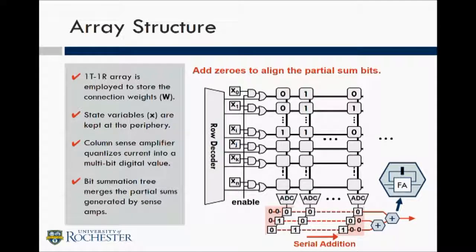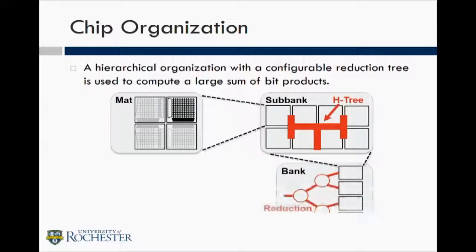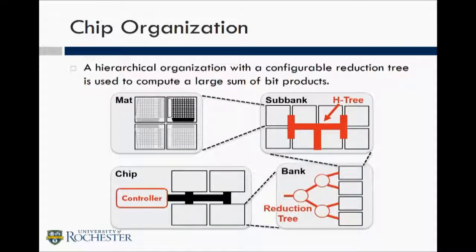Rather than having to route around a large set of wires, we're just going to route the bit stream. This is just a single array. We actually have a hierarchical chip organization in which multiple mats and subbanks are connected into a bank, and the reduction tree merges multiple bit streams that are coming from various different banks. Then a controller essentially calculates the final result, performs the nonlinear activation function, in this case sampling from the Boltzmann distribution, and then goes on to perform another round of iterations.